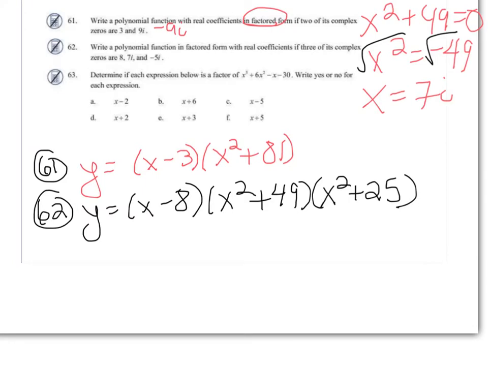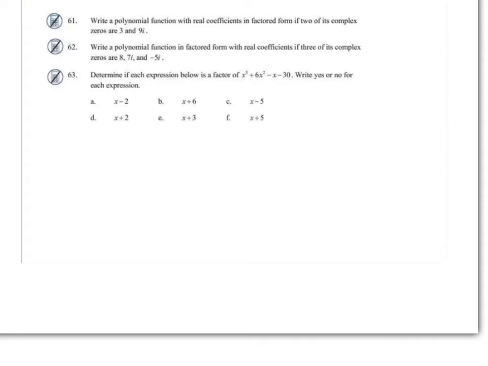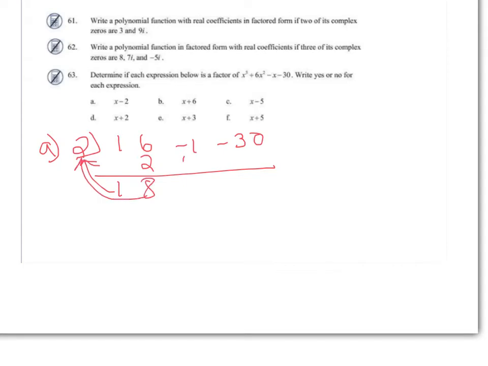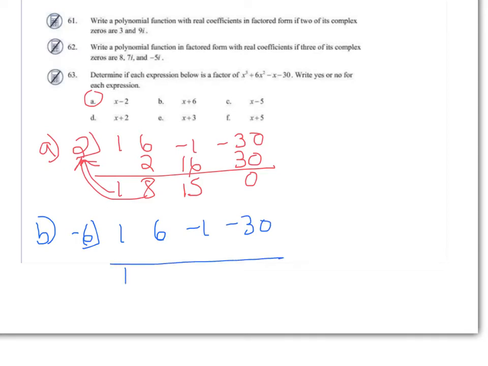Okay, so for 63, what we can do is synthetic division to see if we get a remainder of 0 for each factor. So since the factor is x minus 2, I'm going to divide out a 2. Bring down the first one, multiply and add, multiply and add, multiply and add. Because we get a remainder of 0, a is a factor. So do the same thing for negative 6, to check if x plus 6 is a factor. Multiply and add, multiply and add, multiply. That's not going to be 0, so b is not a factor.